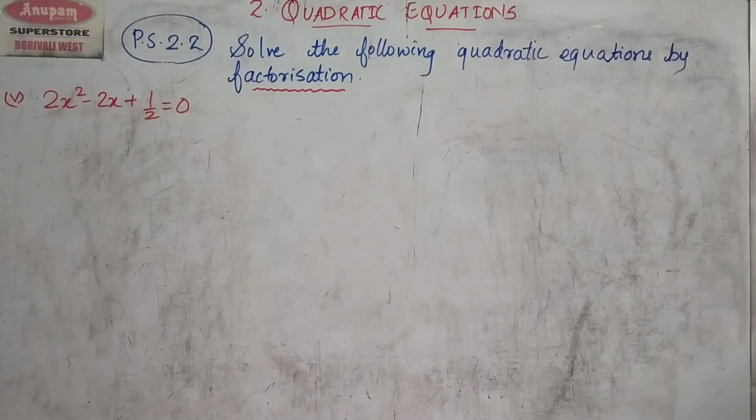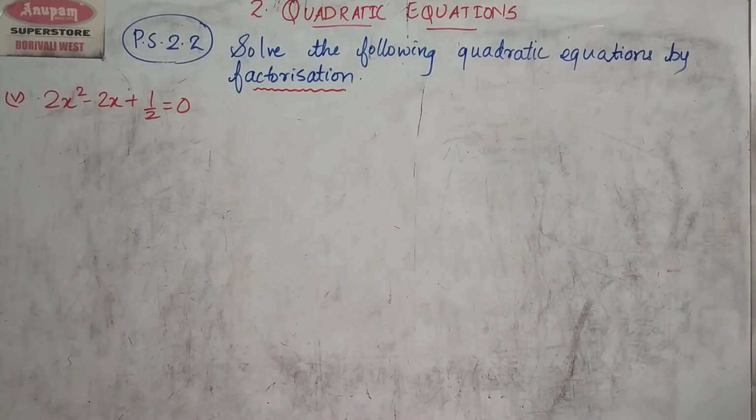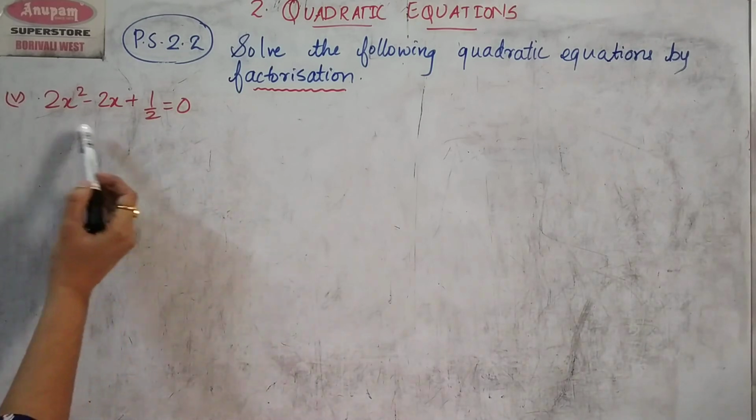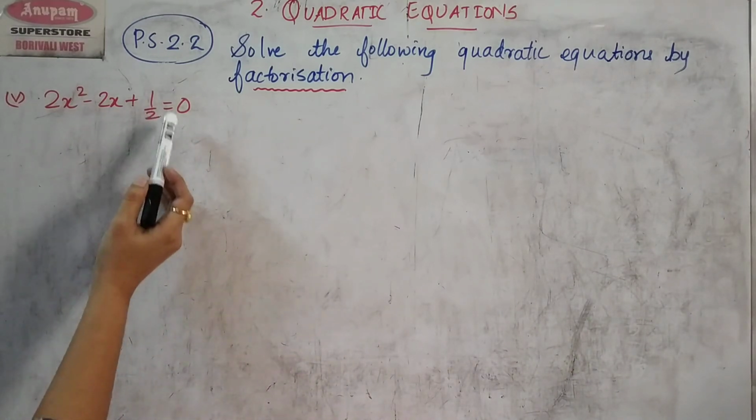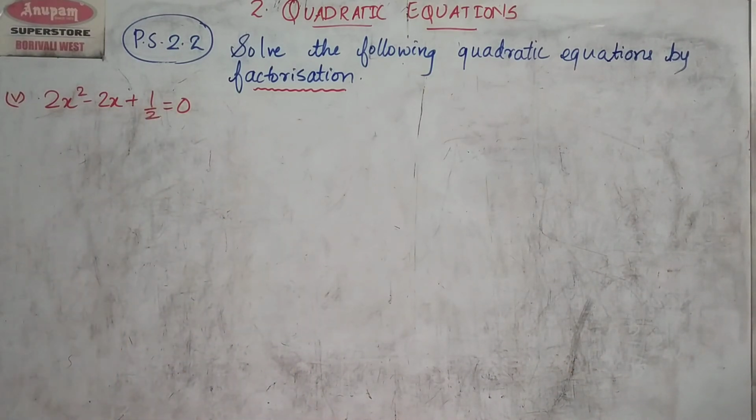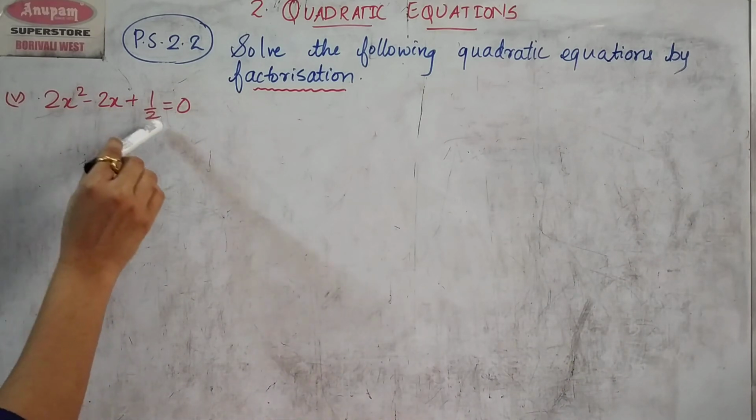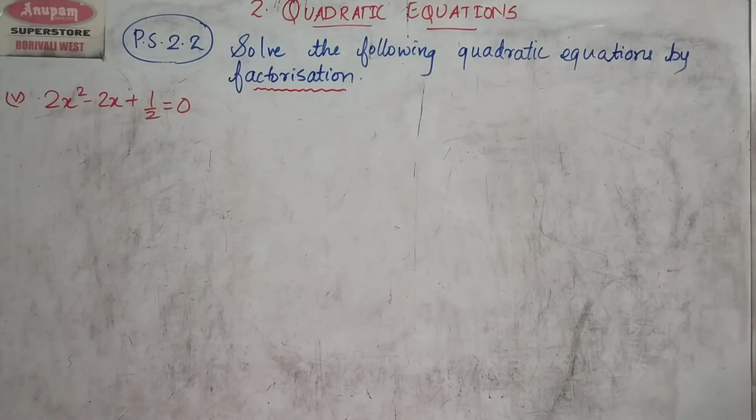In the next sum, we have 2x square minus 2x plus half is equal to 0. Whenever you have such questions, children, whenever you have a fraction, then whatever part is in the denominator, you are going to carry out the opposite operation along with the same number. Like for example here, in the denominator I have 2, that it is divided by 2. So when I want to remove this 2 from the denominator, I am going to carry out the opposite operation.